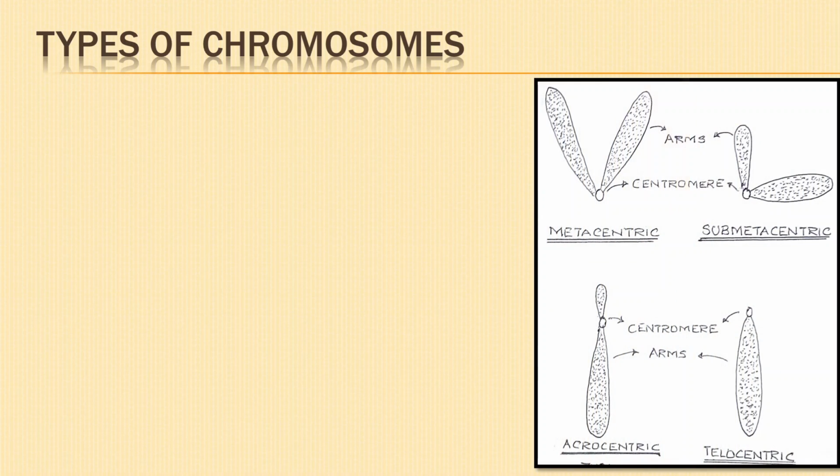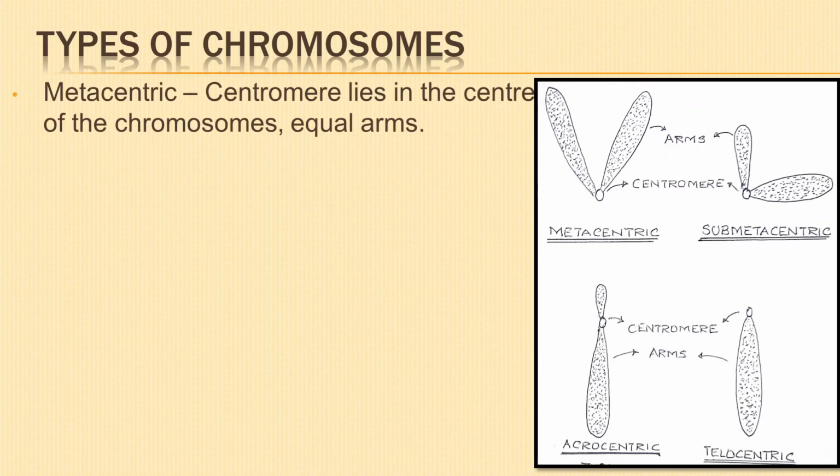Now, let us look into the different types of chromosomes. The position of centromere varies from chromosome to chromosome, and accordingly, the chromosomes are classified into the following types. First, metacentric chromosome. Centromere lies in the center of the chromosome, forming two equal arms. It appears V-shaped during anaphase.